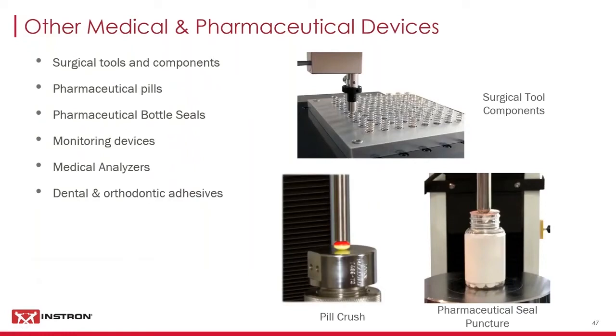Surgical tools and components are often tested by simulating the forces that are applied to them while in use. These may require pneumatic grips for tension tests or a simple probe, such as that used to perform compression testing on the springs shown here. Crush testing of pharmaceutical pills and tablets is performed to quantify their compressive properties, ensuring they can be packaged and handled without degrading or being crushed. Pharmaceutical bottle seals undergo puncture testing. The seal needs to be strong enough to protect the drug during storage and transport, but the consumer needs to be able to easily remove it to access the contents within.